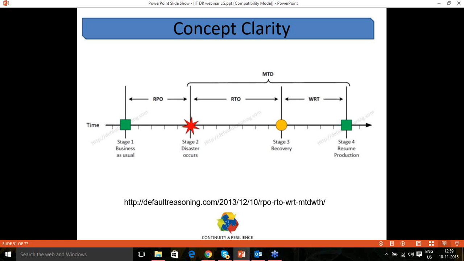I copy pasted this slide from a site called defaultreasoning.com. So credit goes to them.